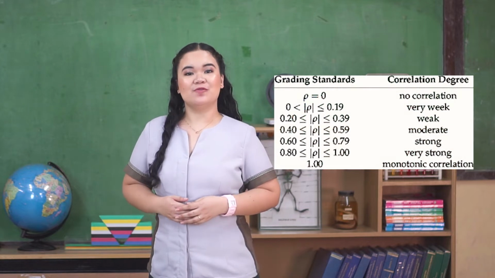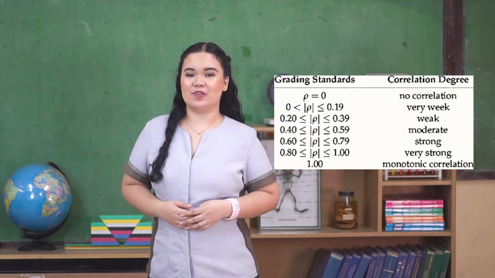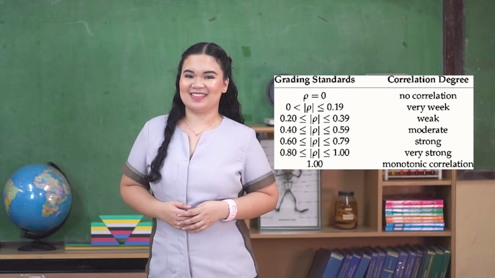Correlation is an effect size, and so we can verbally describe the strength of the correlation using the following guide, for the absolute value of Spearman's rank coefficient of correlation.